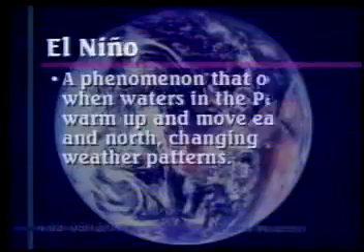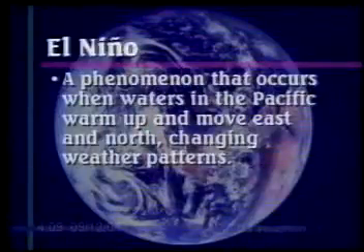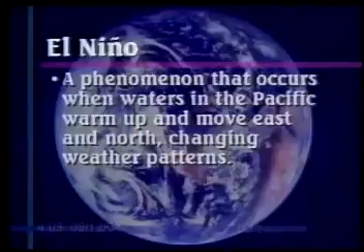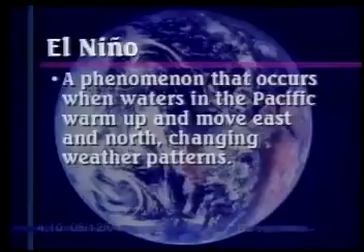Well, that gives you a better idea about El Nino, and it is difficult to define it briefly, but let's try to think of it like this. It's a phenomenon that occurs when waters in the Pacific warm up and move east and north, changing weather patterns. All right. Now, looking at the ocean currents reminds us that water is constantly in motion, and that is our topic for this next section that we're getting into.